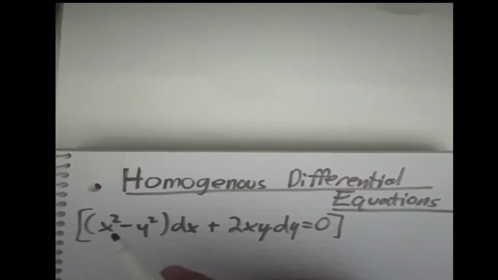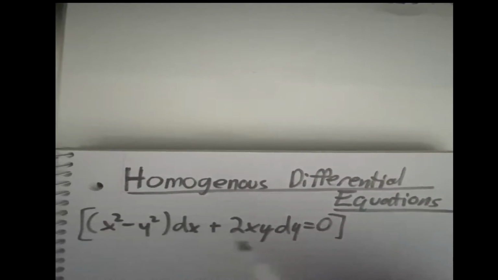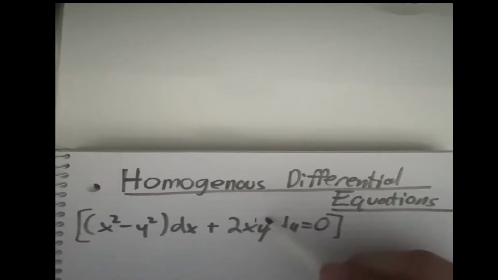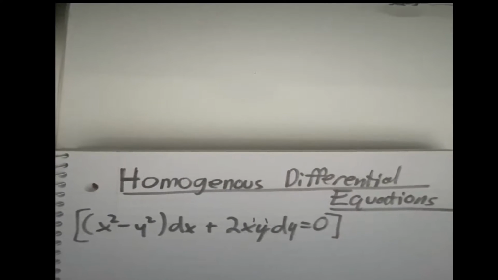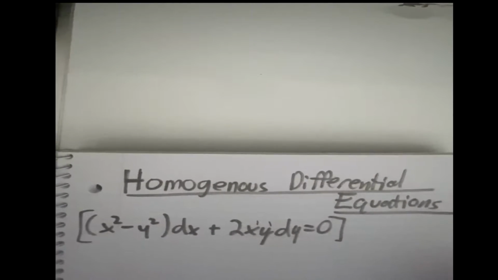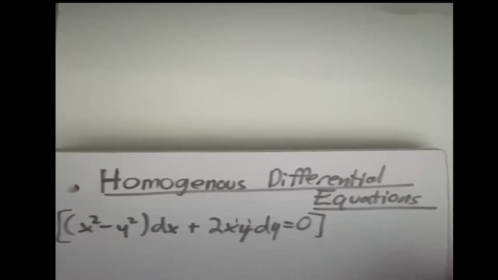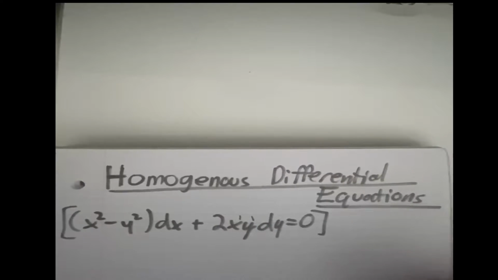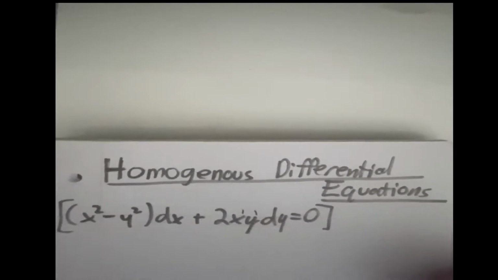So notice here we have an exponent of 2. Notice here we have an exponent of 2. And notice here we have an exponent of 1 and 1, which adds up to be 2. So since they all have the same power, we go ahead and apply homogeneous differential equations. They're a little bit different, but they're not too strange.